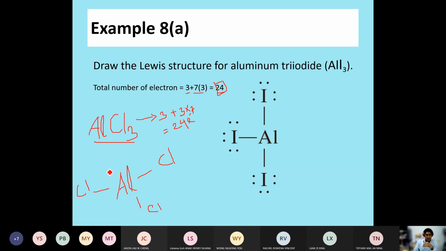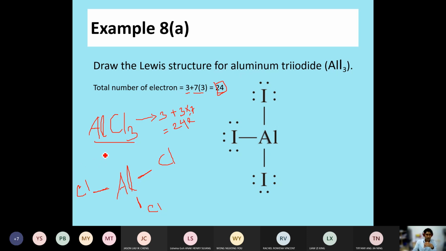So you put them around it, and then in between them you join them by one line, because at least they should have one bond, right? We can conveniently put one bond, but for double bond and triple bond we have to see whether they can form with that element. Double or triple bonds we will see later on. But at least they should have one bond, and that is how they are bonded.